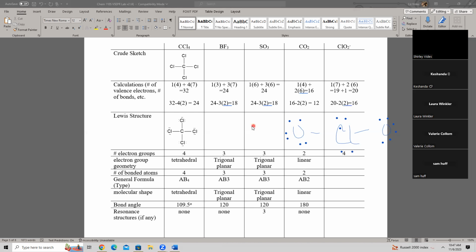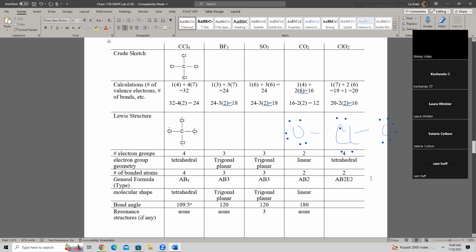And by 4 electron groups, we mean 1, 2, 3, and 4, right? These are 2 lone pairs and 2 bonds. That's 4. All right, and this structure is going to be tetrahedral, the electron group geometry, because there are 4 things around it, but only 2 of them are bonds. So then this is an AB2E2.